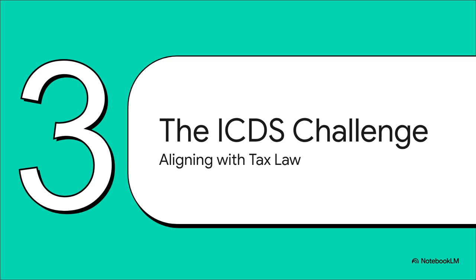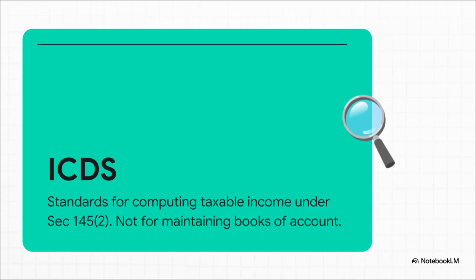All right, now we get to the part of Clause 13 that trips a lot of people up. This is where we have to talk about something called Income Computation and Disclosure Standards, or ICDS for short. This is where things can get a little complex if you're not careful. So what exactly is ICDS? Look, if you remember just one thing from this section, make it this. ICDS is not an accounting system.